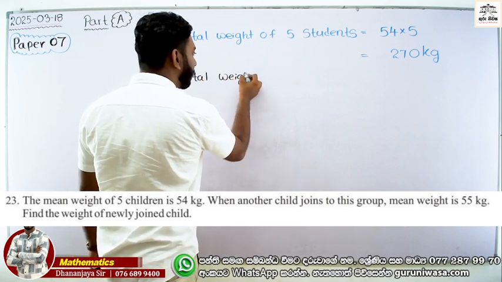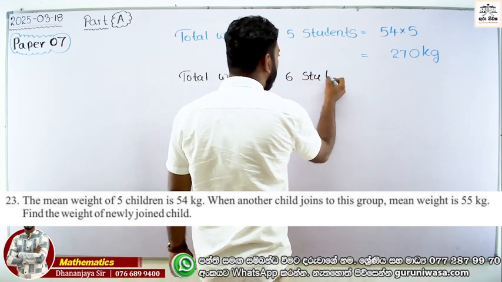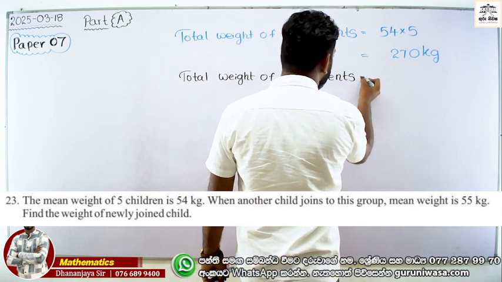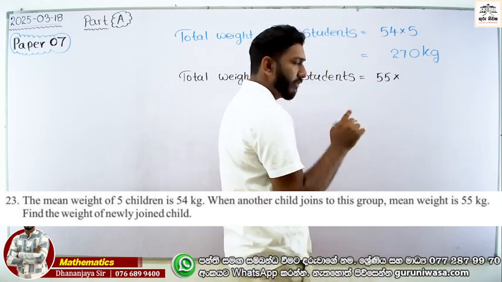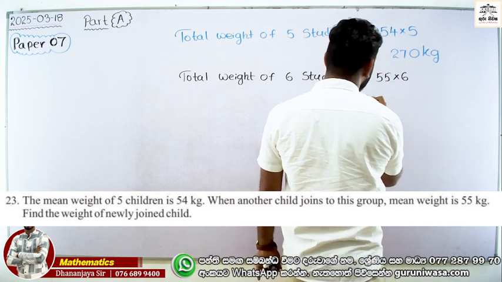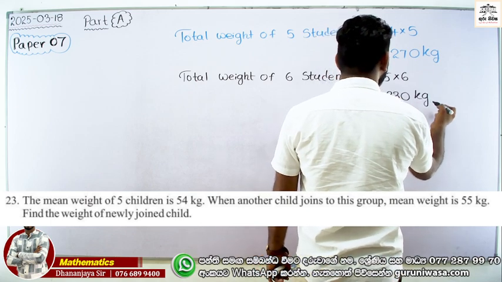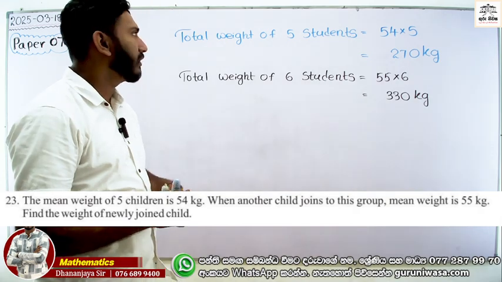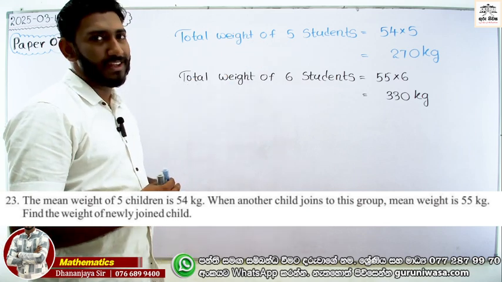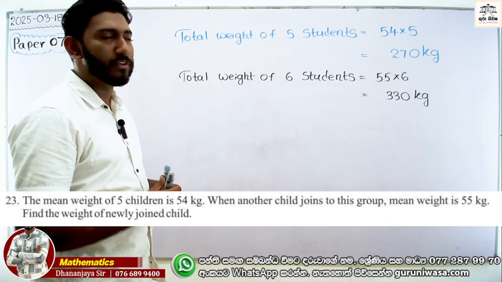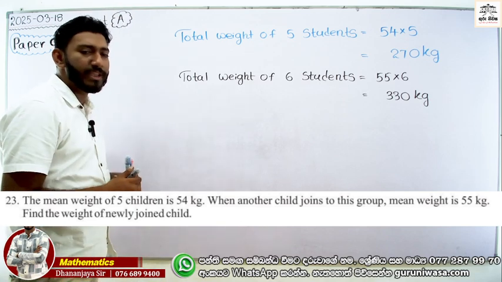Total weight of 6 students, since one student joins here, is equal to 55, the mean, times 6, which is 330 kilograms. Now look at that. One student was added. Therefore, the difference between these two things becomes the weight of the new student, the joined student. When another child joined this group, the mean weight is 55.